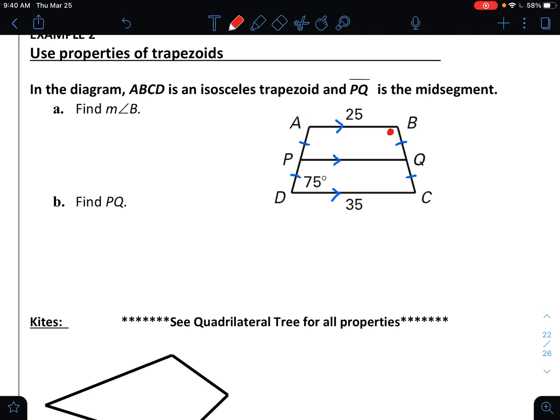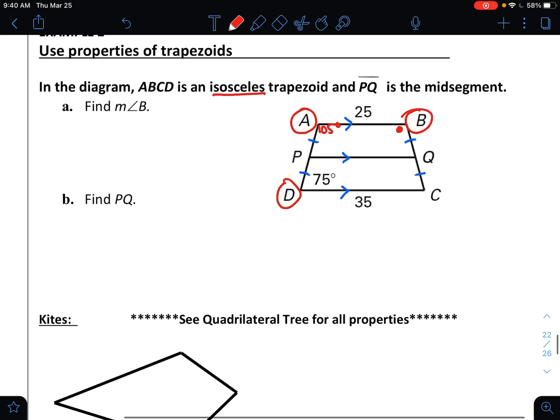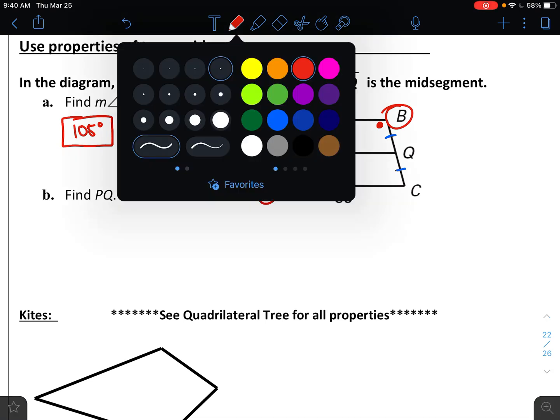Okay, the opposite angles are not congruent in a trapezoid. If they were congruent, we would have a parallelogram. So what I'm going to do is come up here to A, and because A and D are supplementary, I can figure out the top angle. So this is 105. And because this is isosceles, these base angles are equal. So that means the measure of angle B is also 105 degrees.